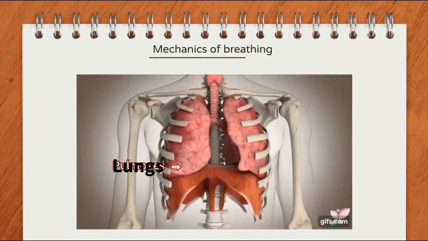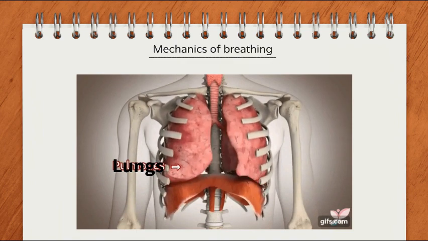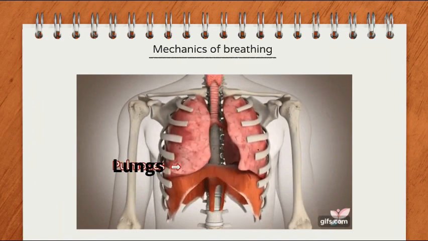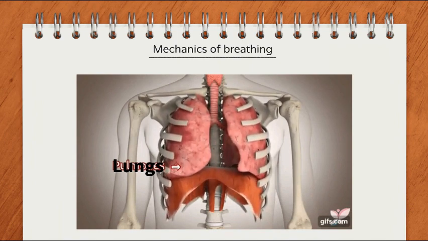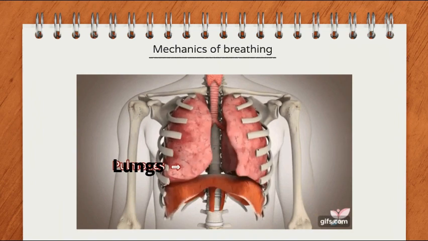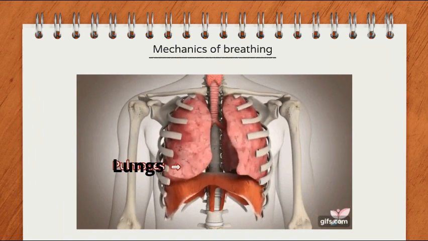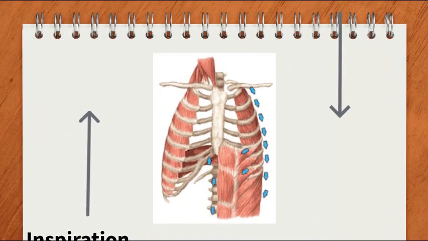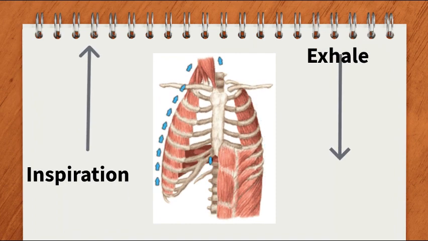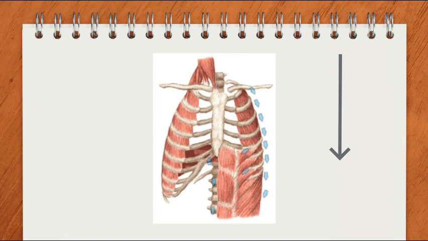The process of breathing, or respiration, is divided into two distinct phases. The first one is called inspiration, or inhaling. When the lungs inhale, the diaphragm contracts and pulls downward. At the same time, the muscles between the ribs contract and pull upward. This increases the size of the thoracic cavity and decreases the pressure inside. As a result, air rushes in and fills the lungs.